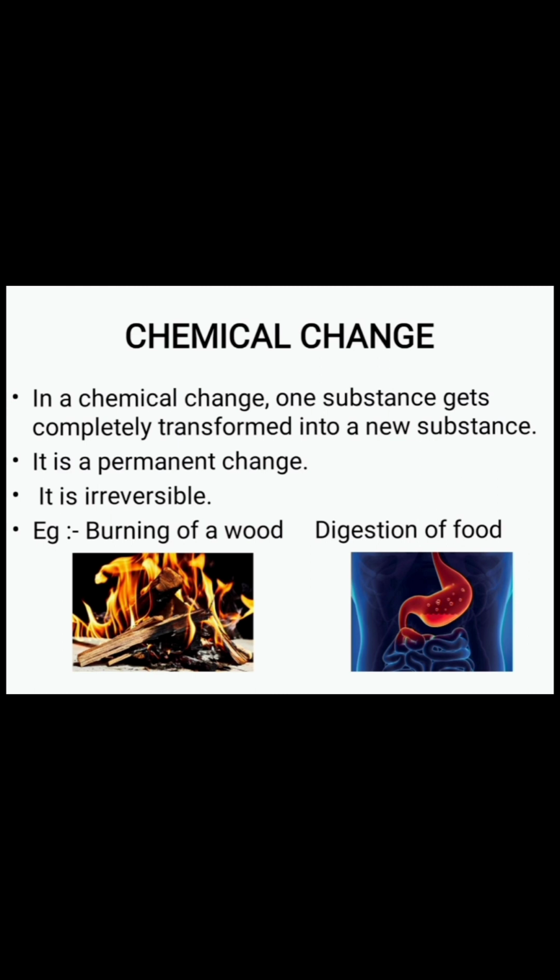So in a chemical change, one substance gets completely transformed into a new substance. Here the wood gets transformed into a new substance, that is ash. So it is a permanent change and we cannot reverse it back. So it can be called irreversible. Looking at another example, digestion of food.